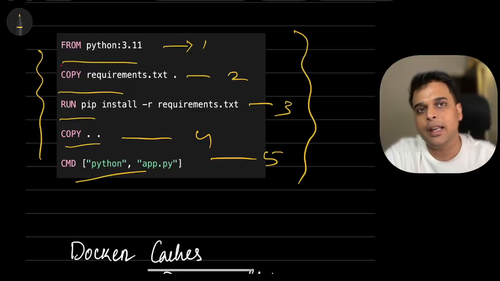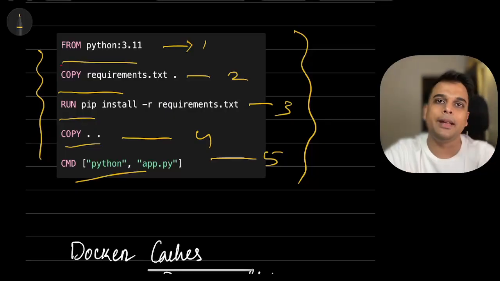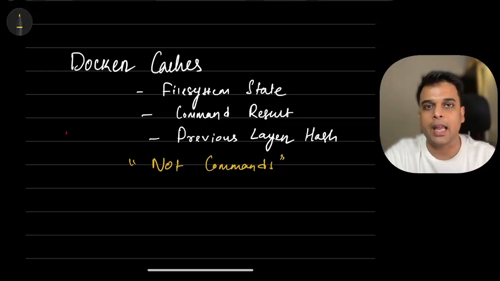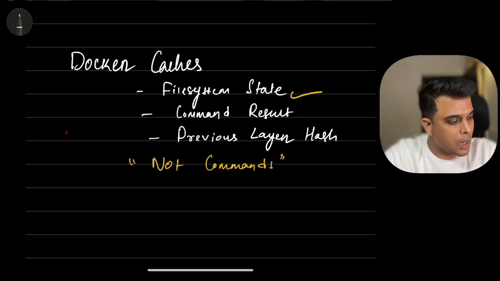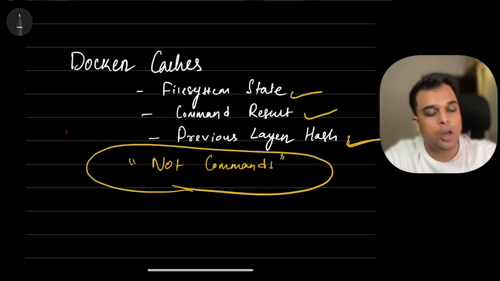The cache invalidation is top to bottom, which means if something changes in between or in the middle, everything below that point will be rebuilt too. No exception. And this is the part most people miss. Docker is not caching the commands. It is caching the file system state, the command result, what has been hashed in the previous layer. Very important thing, not the commands.